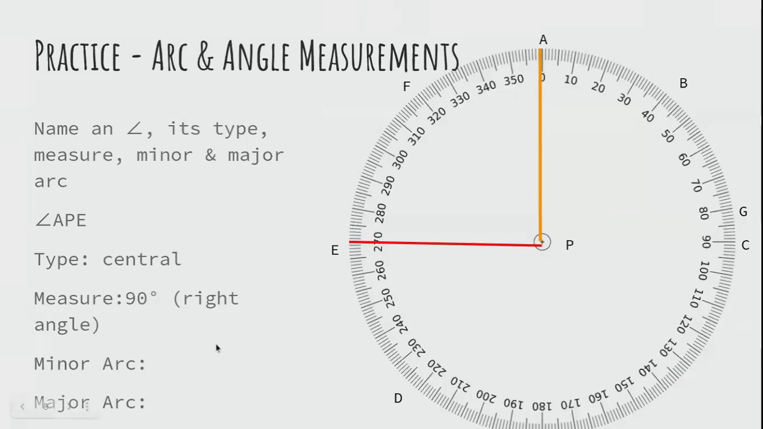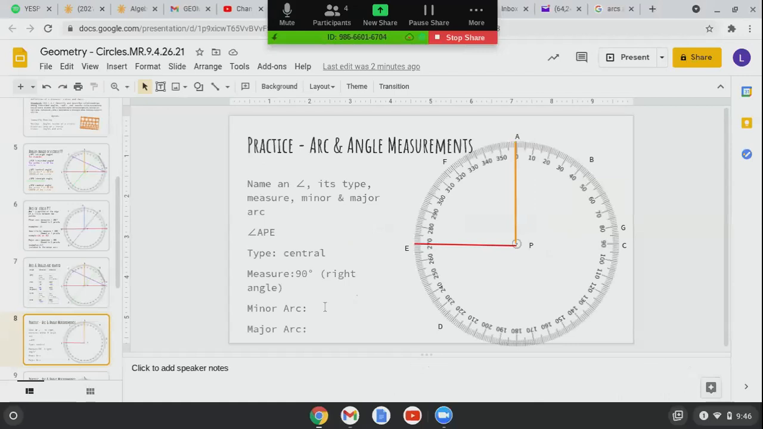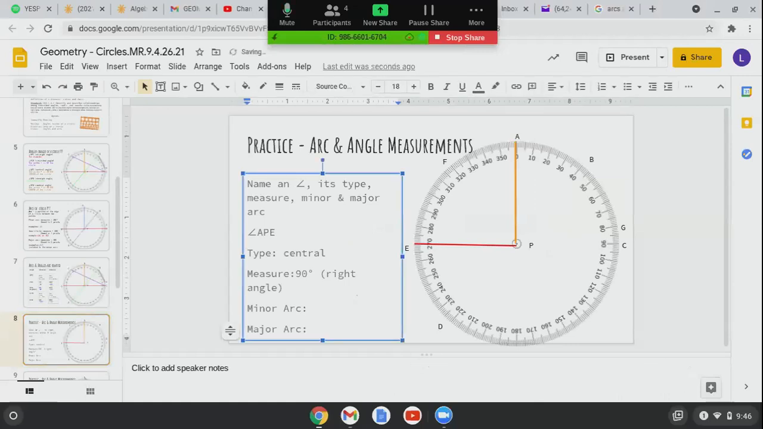Name the minor arc. It goes from where to where? Where is the end of the angle? Remember, you're doing the minor arc, two letters. Where does it start? Where does it end? You already said it starts at A. So A-E. All right, so the minor arc goes from A to E.